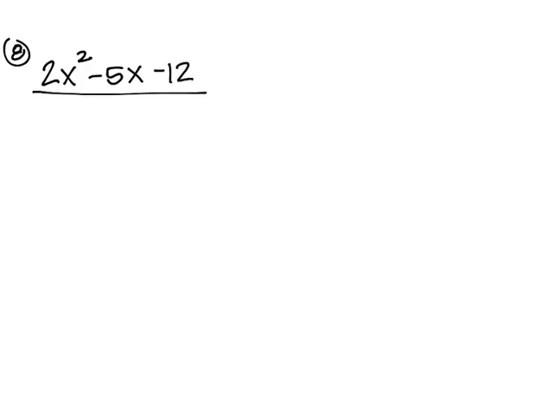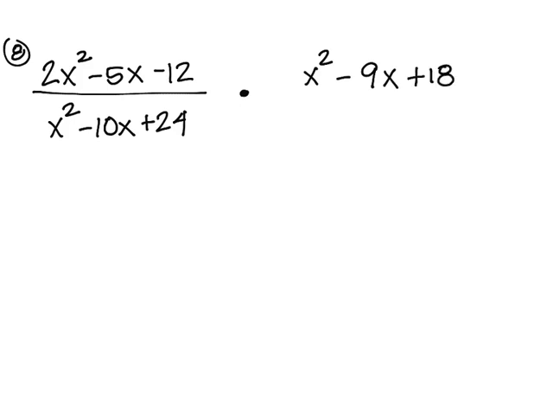All right. Number 8. Two x squared minus 5x minus 12 over x squared minus 10x plus 24, times x squared minus 9x plus 18 over 4x squared minus 9.